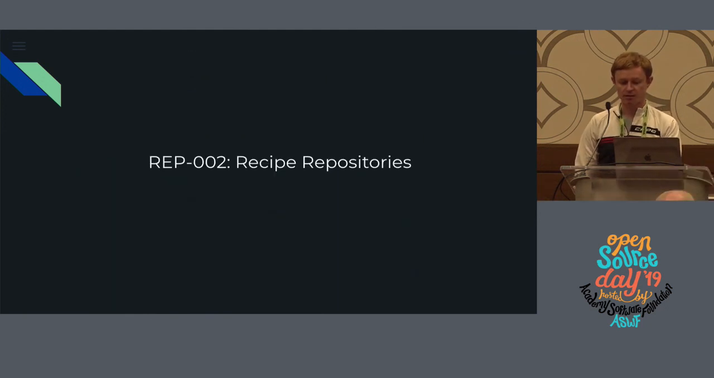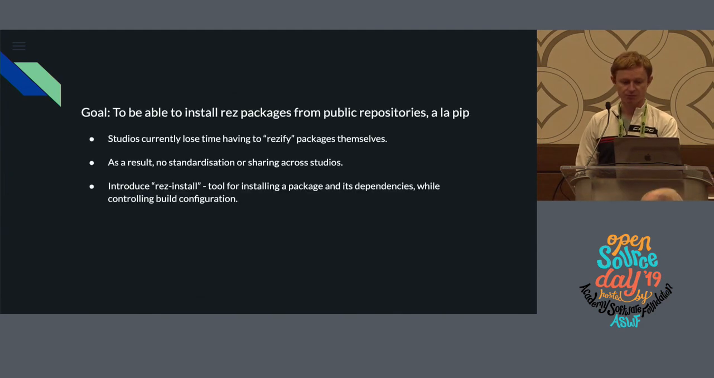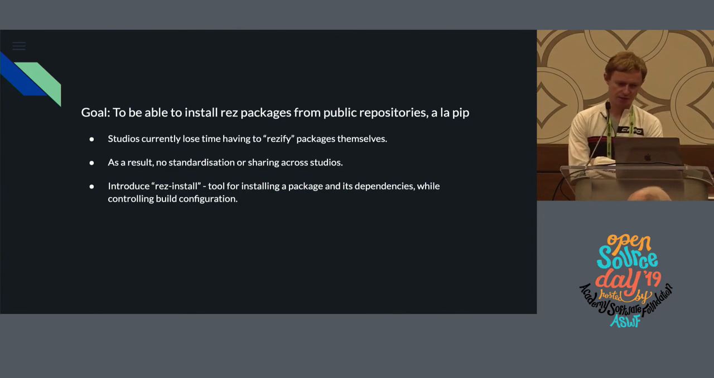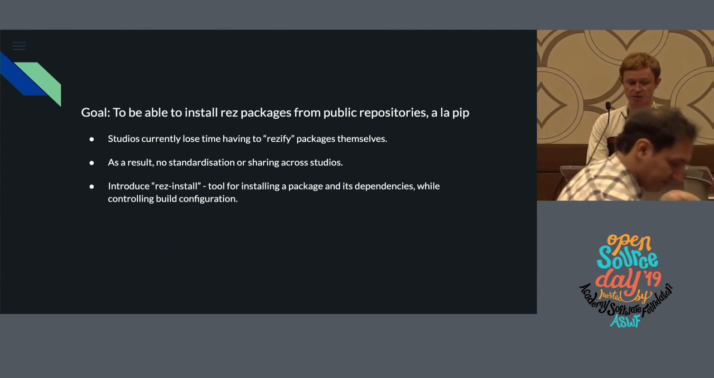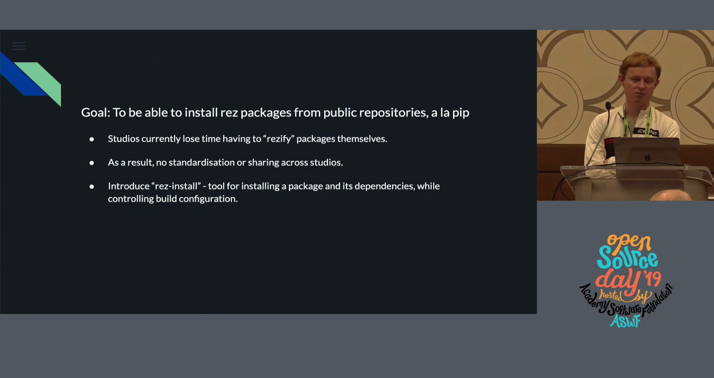Okay, now onto the main point, which is something called recipe repositories. One of the biggest goals for Rez from the start has been to be able to install packages from public repositories, much in the same way that something like pip can. Right now, studios do spend a lot of time having to build their own packages and what we call rezify packages. As a result, there's not really any sharing of package definitions across studios or the build code associated with those, and there's no standardization either in terms of what particular variants might get created for a given package, for example.